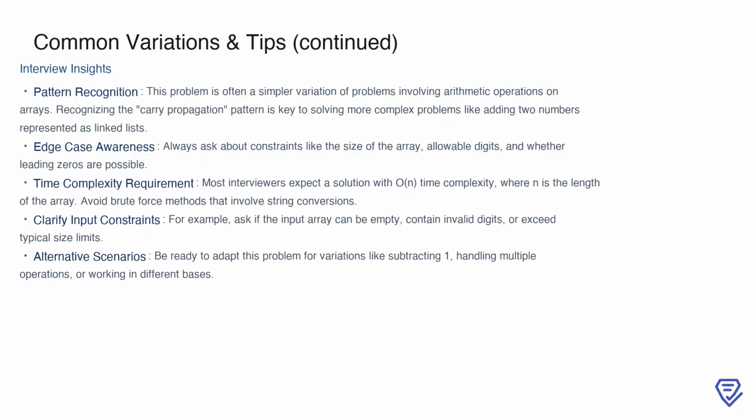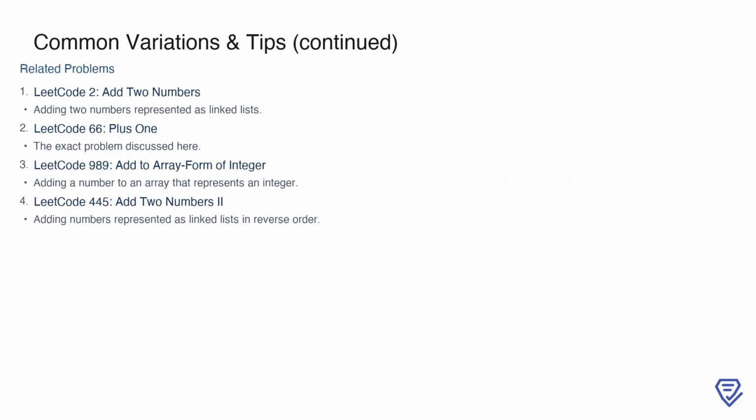Interviewers also expect an efficient solution, typically with O(n) time complexity. Avoid brute force approaches that rely on string conversions as they may not meet these expectations. Additionally, clarify input constraints early on, such as whether the array can be empty or contain invalid digits. Finally, be prepared to adjust your solution for variations, like subtracting 1, handling multiple operations, or working with different numerical bases. The +1 problem also has close connections to several related problems, which are worth exploring to deepen your understanding.